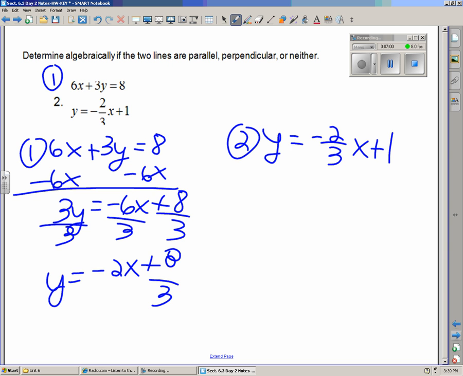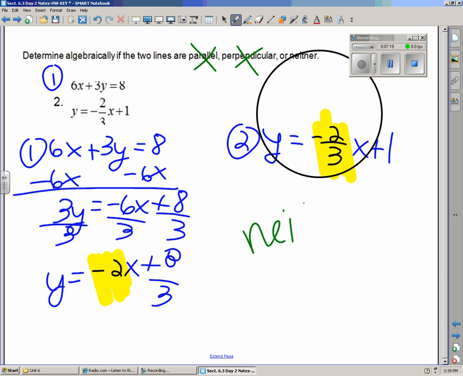Oh, we already are in slope form. When you look at the slopes here, this slope is negative 2 thirds. This slope is negative 2. Well, they are clearly not the same. They are definitely not negative reciprocals. So they're not parallel. They're not perpendicular. These lines just intersect, but in no special way.